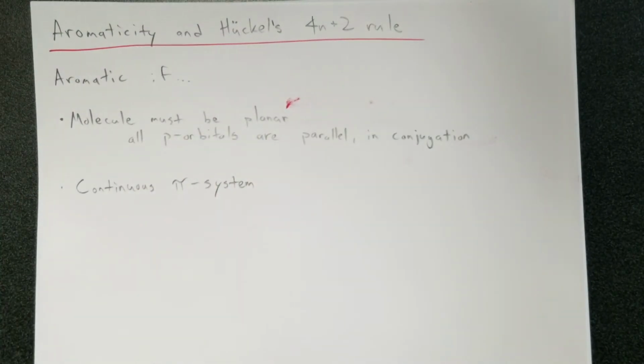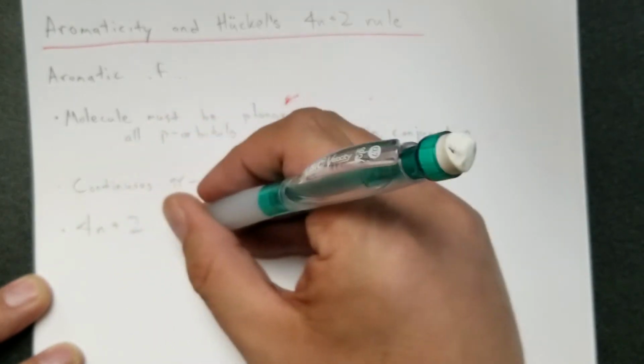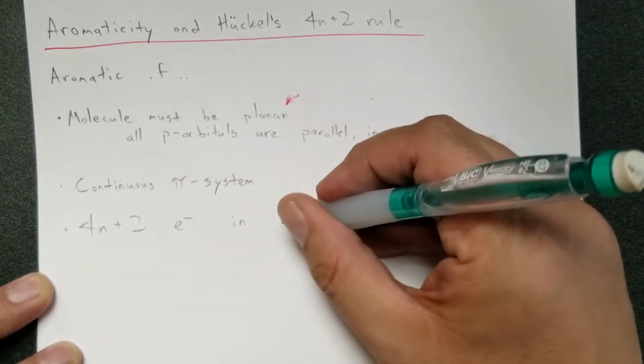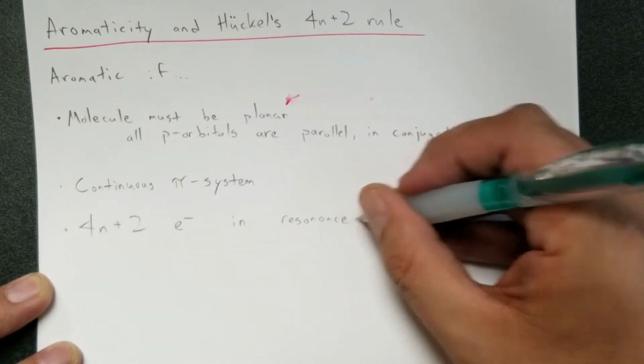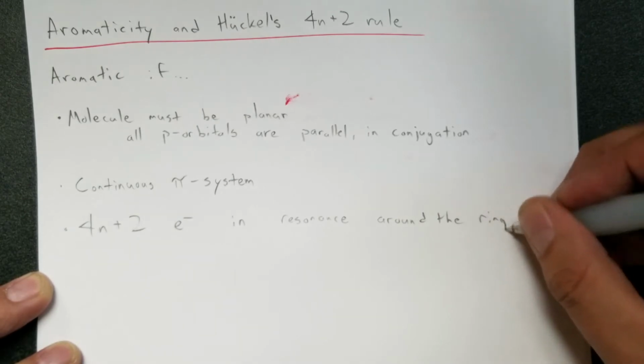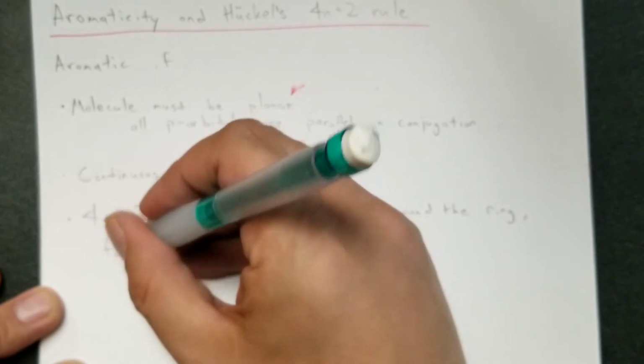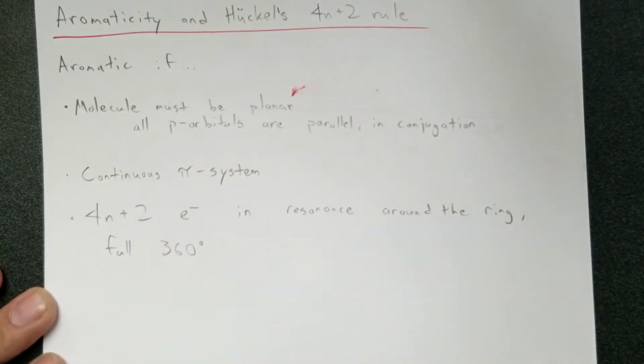All right, the last part here is where Huckel's rule comes in. It must have exactly 4n plus 2 electrons in resonance. You're going to get a full 360-degree resonance here, so 4n plus 2 electrons in resonance around the ring. And when I say around the ring, it means a full 360 degrees, like we see with benzene. So full 360 degrees.